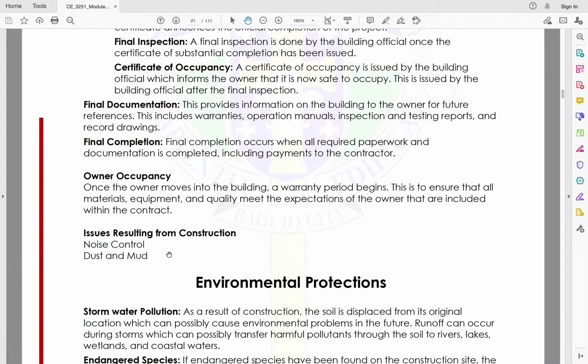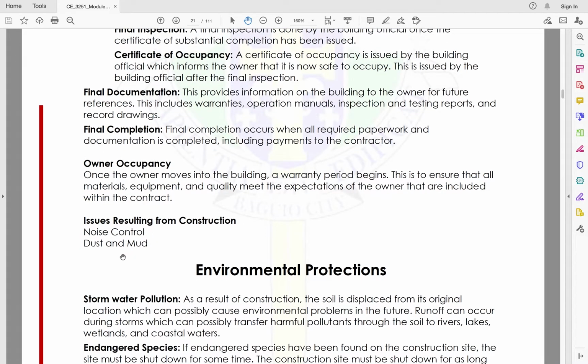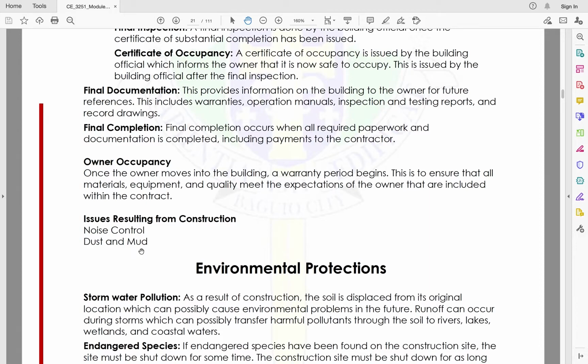Then, issues resulting from construction. We have noise control and dust and mud. So, these are the common issues. Maingay sa construction site, maalikabok, at maputik sa construction site because we are starting from nothing. Kaya madumi at maingay sa site.